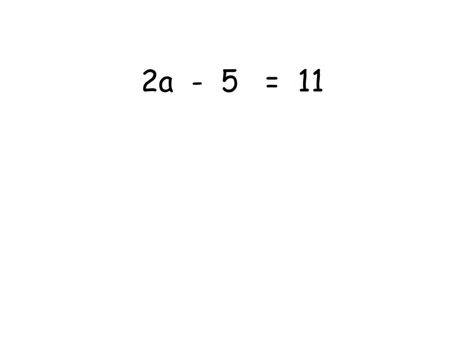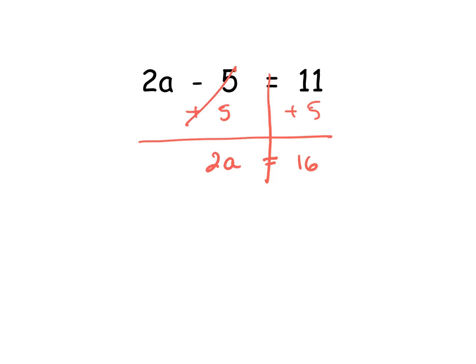What is the first step to solving this equation? Because there are two numbers we need to undo, we start with the constant, the number that's being added or subtracted. Since it's being subtracted, we're going to add 5 on both sides of the equation. And we're left with 2a equals 16.